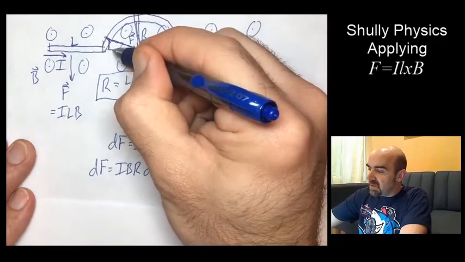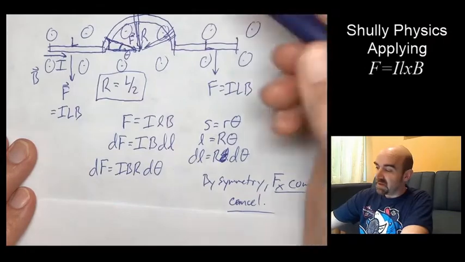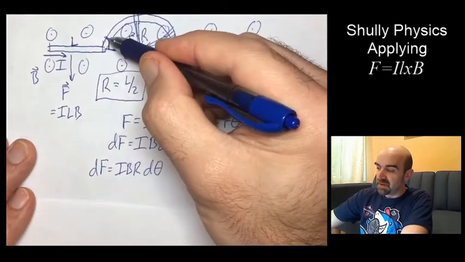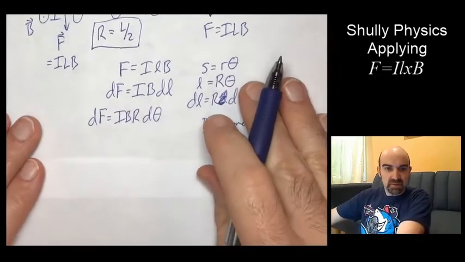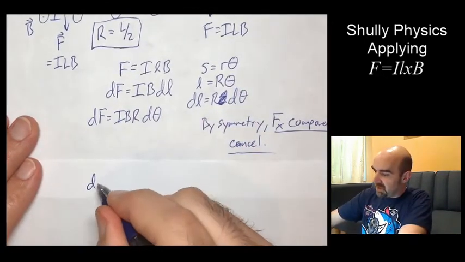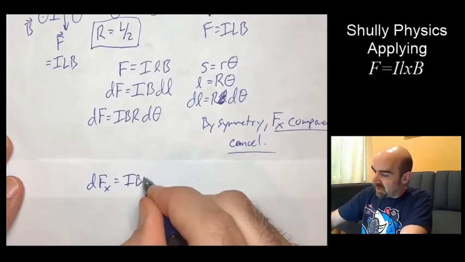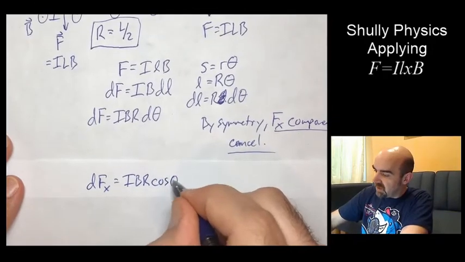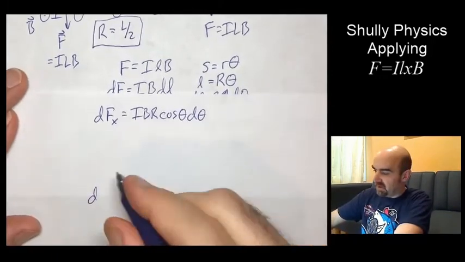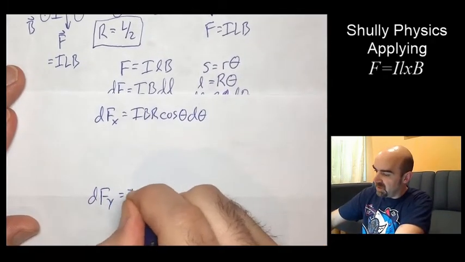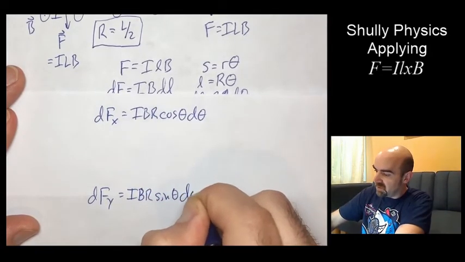The side of that triangle that's adjacent to the angle is the cosine component. So the x component is the cosine, and the y component is the sine. So I'm going to translate this up a little bit, translate my paper. If we look at the x components of the force, this will be I B R cosine theta d theta. And also we're going to have the y component being the sine. And we'll do both of these.